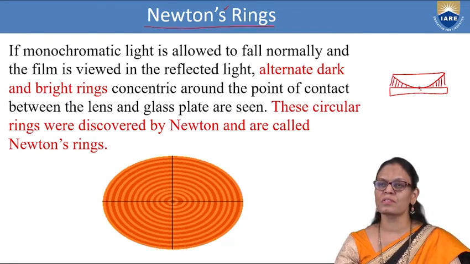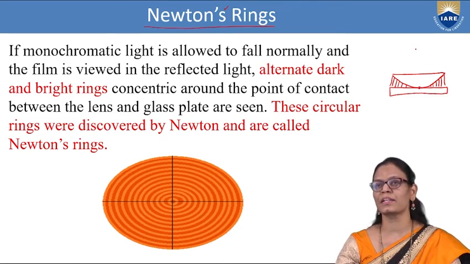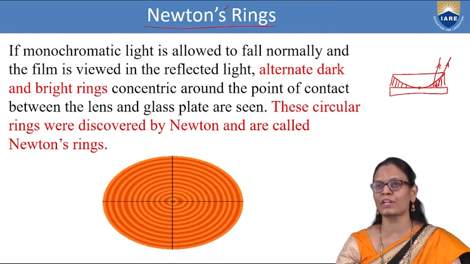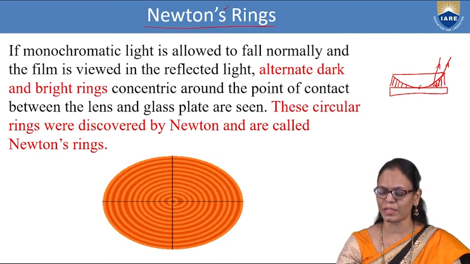If light falls on this setup and you view the reflected light, the light reflected from this portion and the light which transmits and gets reflected from this portion interfere with each other. We get the interference pattern which consists of bright and dark fringes. In this case, because it is symmetric, the air film is symmetric on both sides. Here, it is the point of contact.